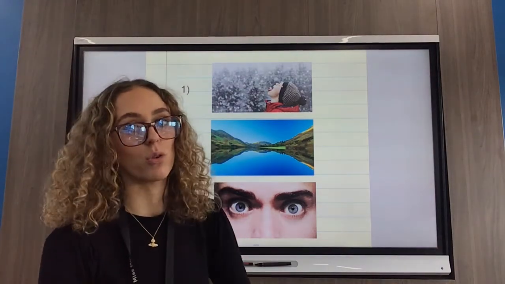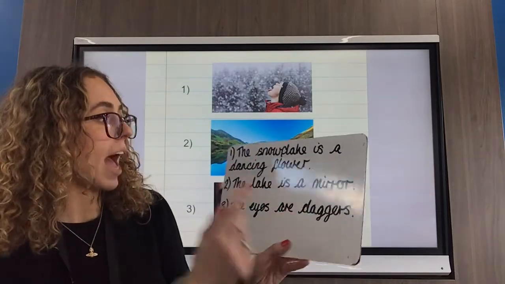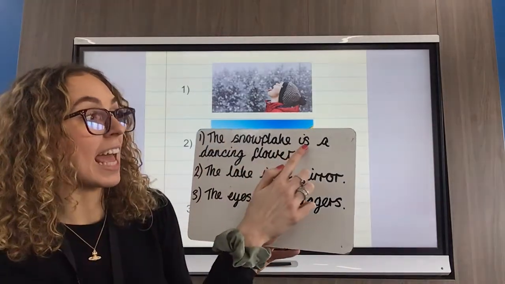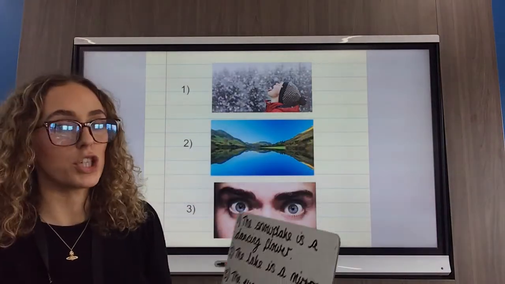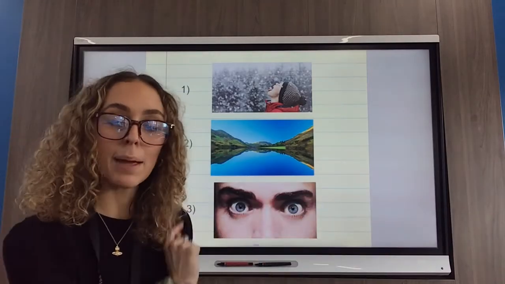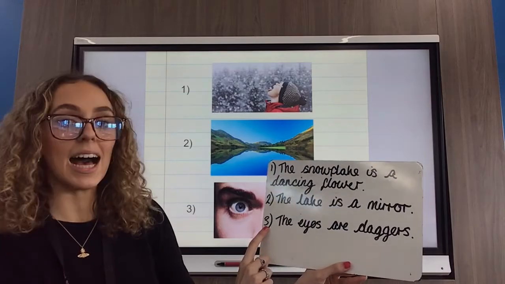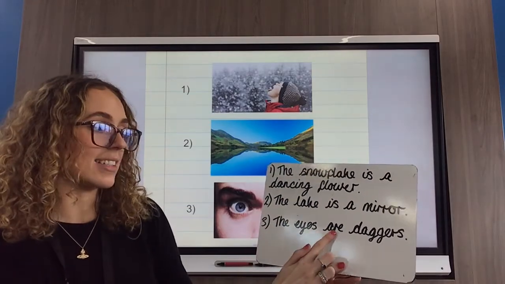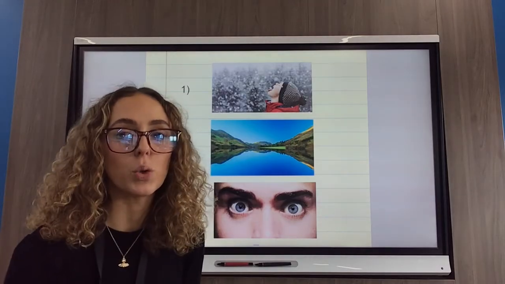So I've thought of some myself. So the first one, I saw some snowflakes. So I put, the snowflake is a dancing flower. For my picture number 2, I've put, the lake is a mirror, because it looks like a mirror, doesn't it? It reflects. And number 3, I've put, the eyes are daggers, because they're like daggers staring into your soul.